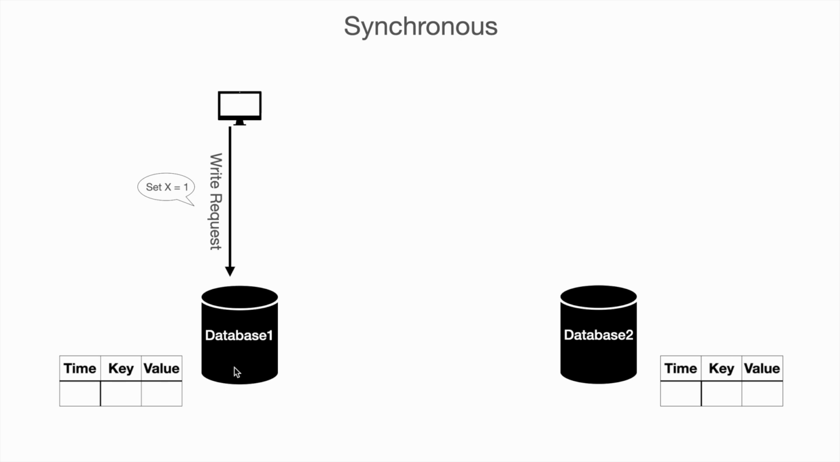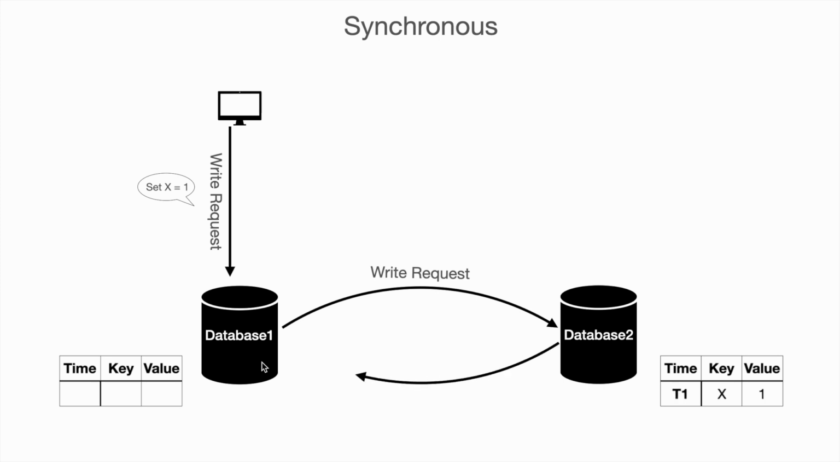In synchronous replication, before responding to the client, we first replicate the data to all the replicas. Here we have only one replica, database 2. So database 1 replicates the data to database 2 and waits for the successful response from database 2. After getting the response from database 2, database 1 will persist the data in its local storage and successfully respond back to the client.